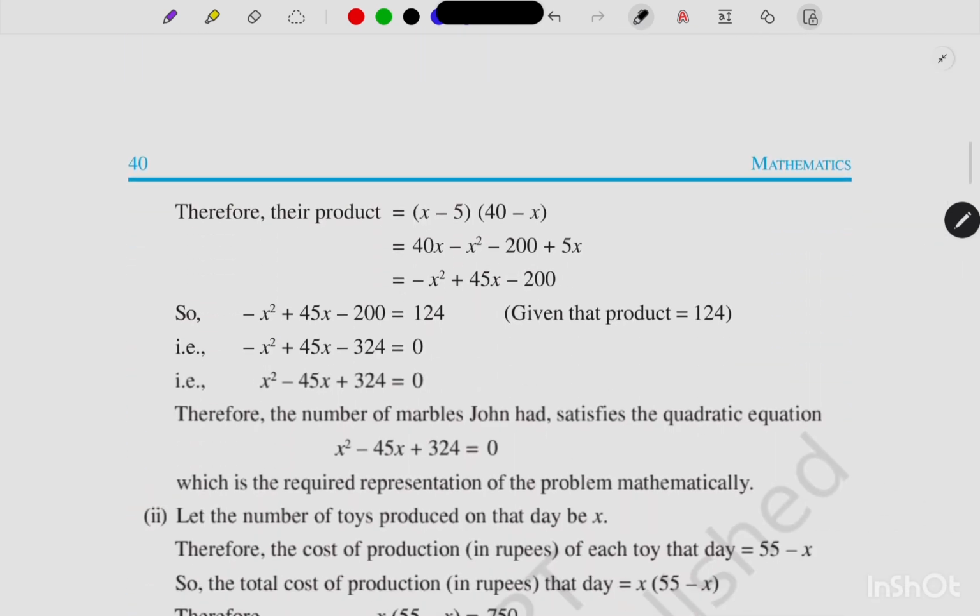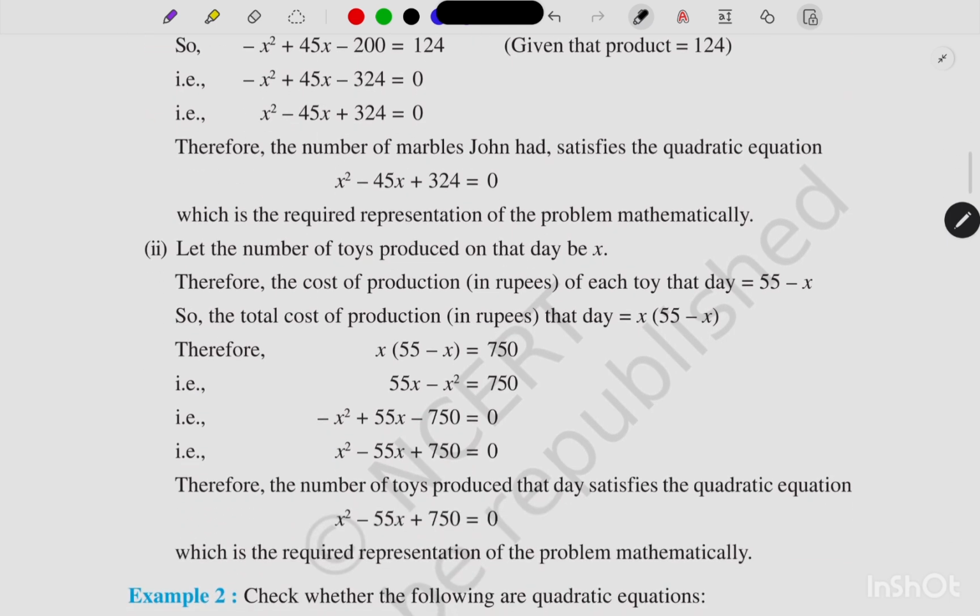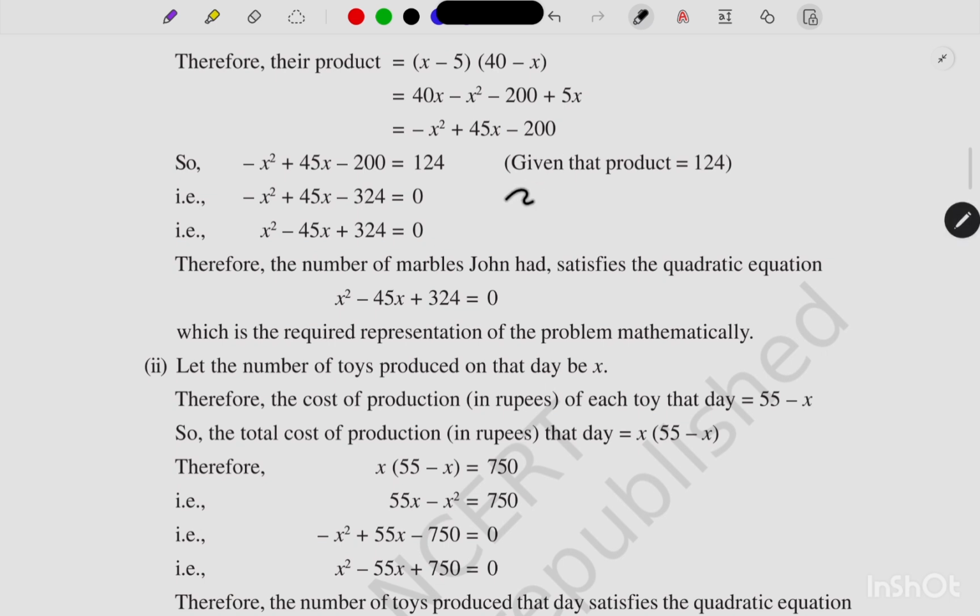So basically we have this. This was what I just said. Actually I said this, but then they multiplied it with minus 1. If you don't, that's fine, nothing's going to stop you. I'll even show you how I got it. So you got minus x square plus 45x minus 324 equal to 0.